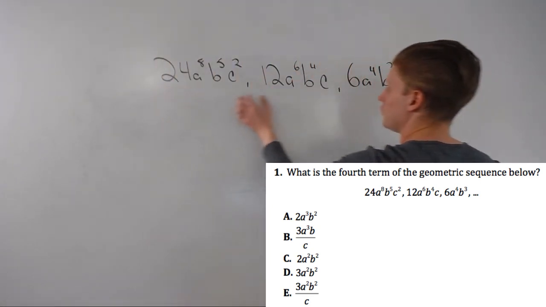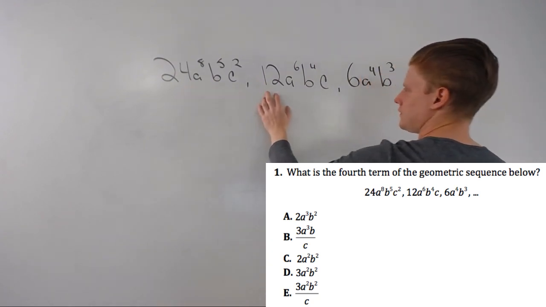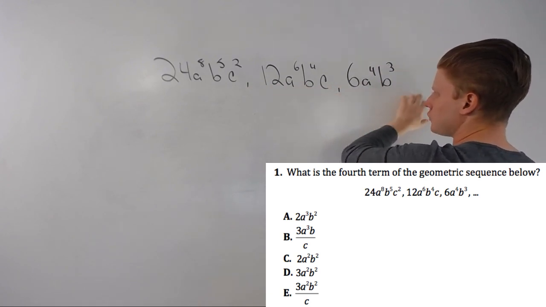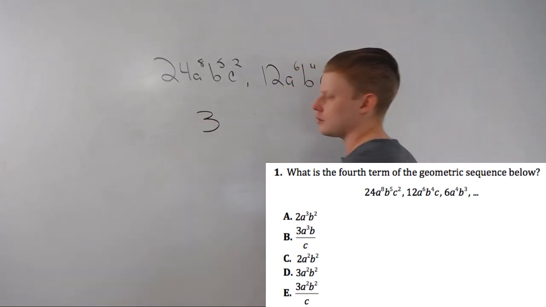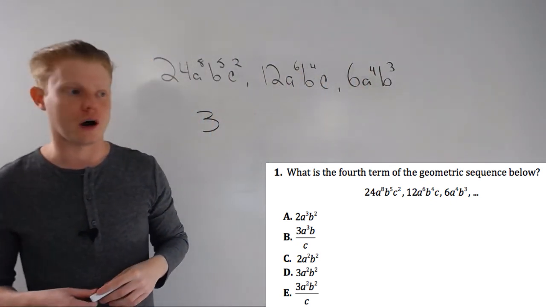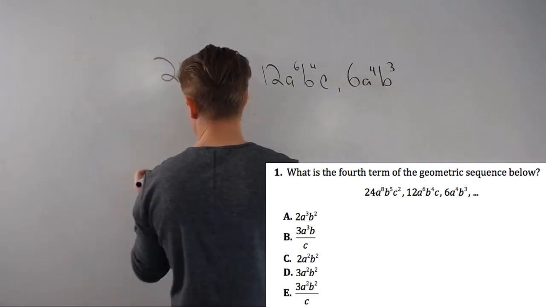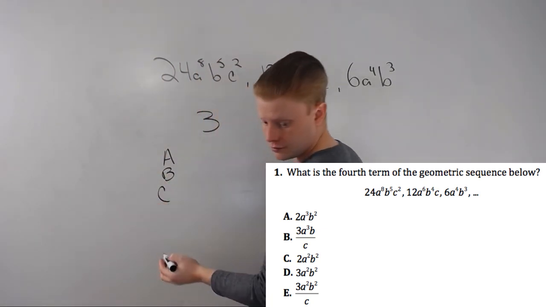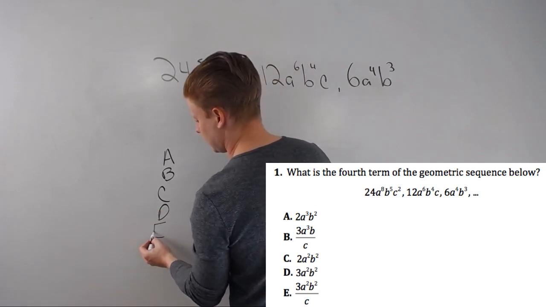I go from 24 to 12 to 6. Okay, fairly obvious. 24 to 12, that's 12 is half 24. 6 is half of 12. So my next term will be half of 6, 3. So now, just like in equivalence questions, I'm going to mark off everything that doesn't have a 3 coefficient. So let's put my letters up here. I've got A, B, C, D, and E. Making sure I didn't run out of room.